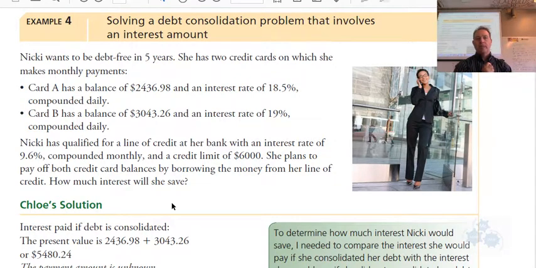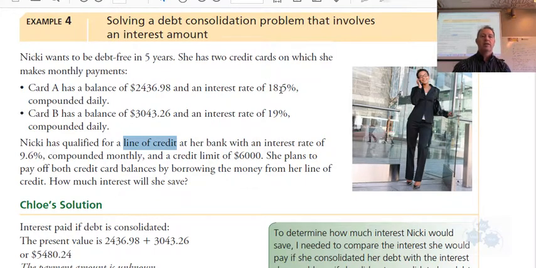So, example 4 says this. Nikki wants to be debt-free in 5 years. She has 2 credit cards on which she makes monthly payments. So here's card A. She carries a balance of $2,436.98, and it has an interest rate of 18.5%, compounded daily, which most credit cards are. Credit card B has a balance of $3,043 and an interest rate of 19. So Nikki has qualified for a line of credit at her bank with an interest rate of 9.6.